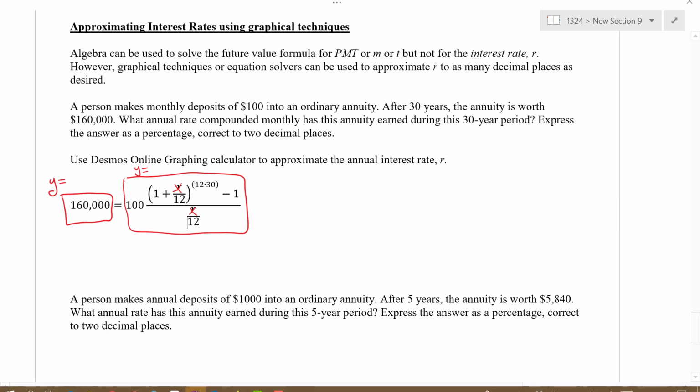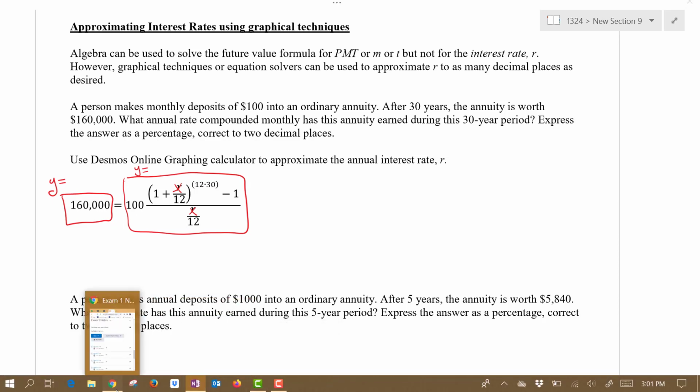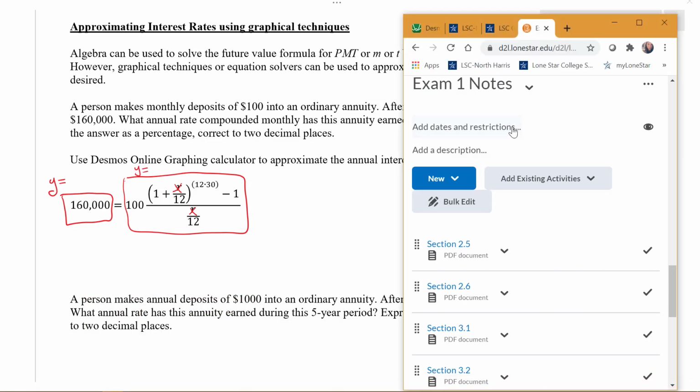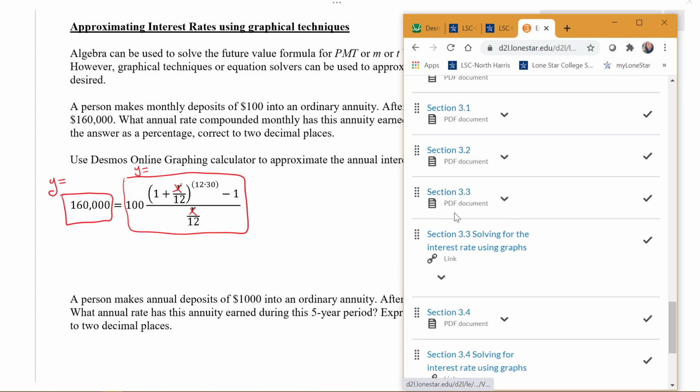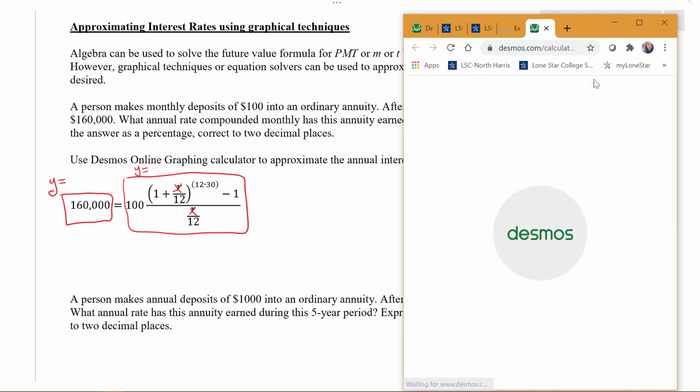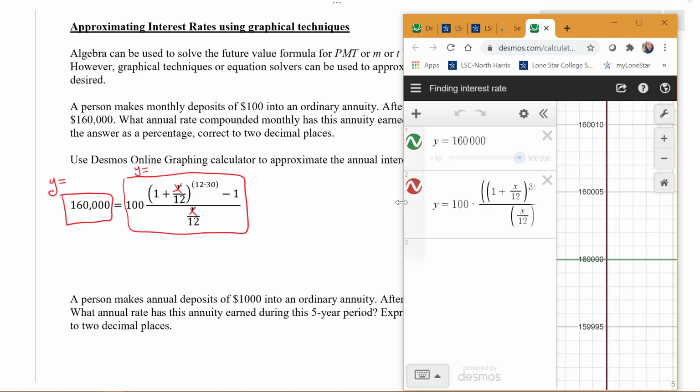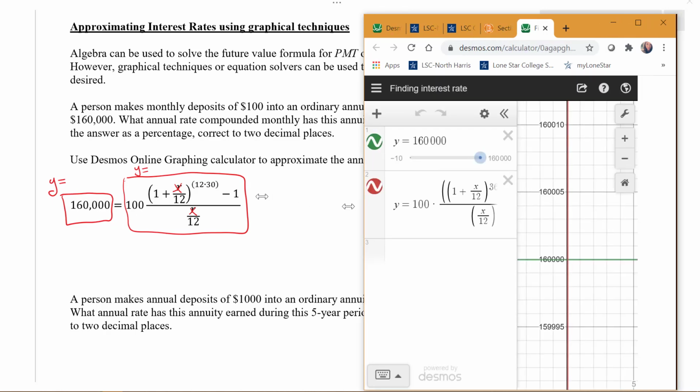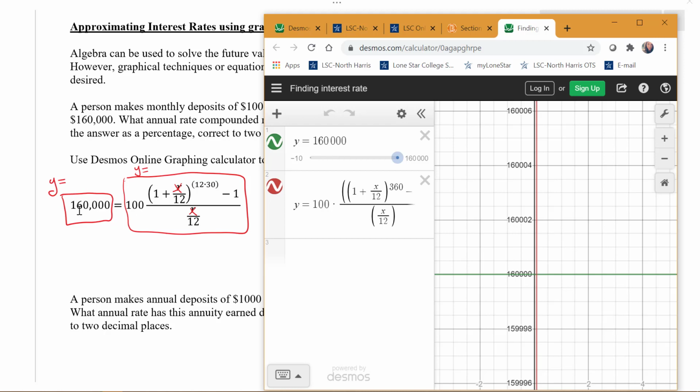Okay, so I actually have put this into your D2L course already. If you go to your Exam 1 notes, right under Section 3.3 notes, you're going to see Section 3.3, Solving for the Interest Rate Using Graphs. When you click on that, it's going to open up Desmos for you. And I already have this equation typed in. So I have the y equals 160,000. That's that future value on the left side. And I typed in the equation on the right side exactly as we see it. The 360 comes from multiplying 12 times 30, so there's the 360.